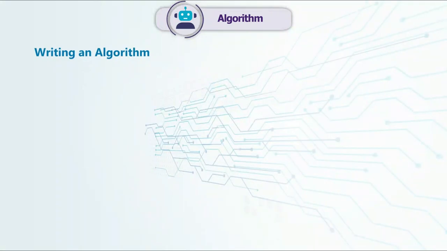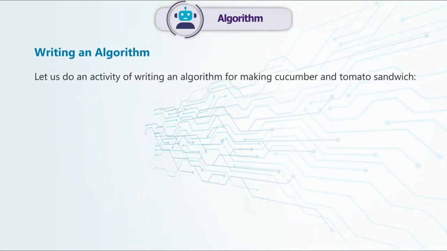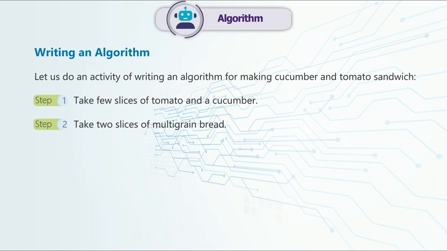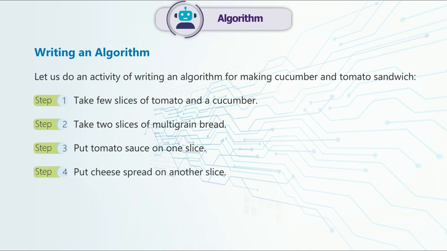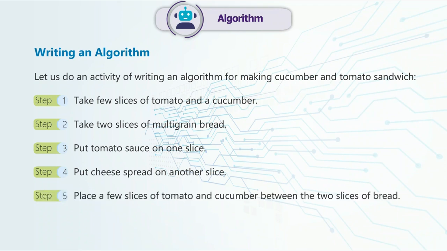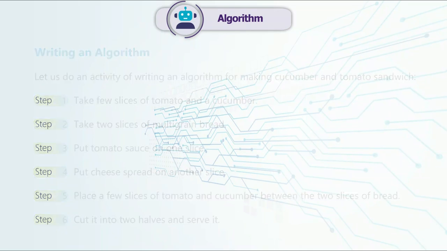Writing an algorithm. Let us do an activity of writing an algorithm for making cucumber and tomato sandwich. Step 1. Take few slices of tomato and a cucumber. Step 2. Take 2 slices of multigrain bread. Step 3. Put tomato sauce on 1 slice. Step 4. Put cheese bread on another slice. Step 5. Place a few slices of tomato and cucumber between the 2 slices of bread. Step 6. Cut it into 2 halves and serve it.